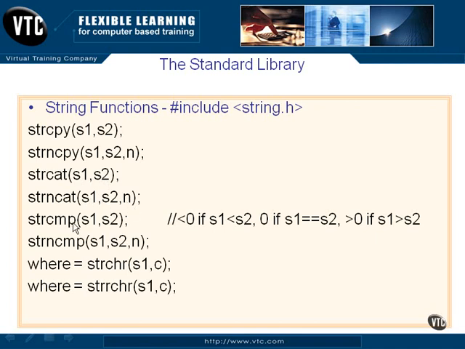String compare, comparing S1 and S2. This is an alphabetic compare. If string 1 is less than, alphabetically, string 2, the return of string compare will be less than 0. If string 1 is identical to string 2, same length, same characters in every byte, upper and lower case, it will return 0. String compare will return a greater than 0 value if string 1 is larger than string 2. You can probably see what it's doing.